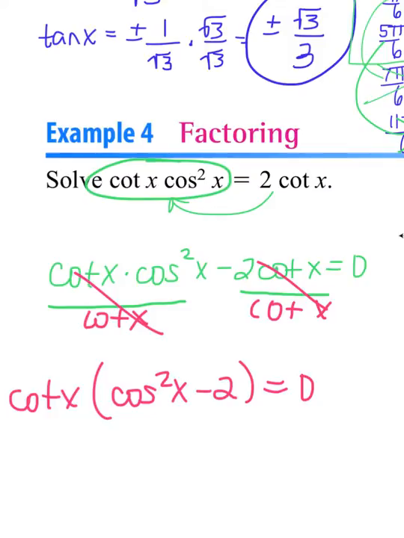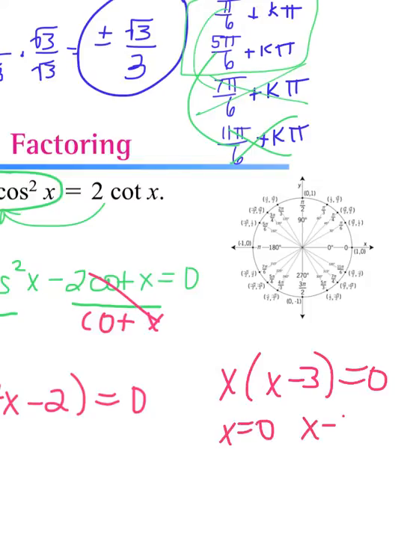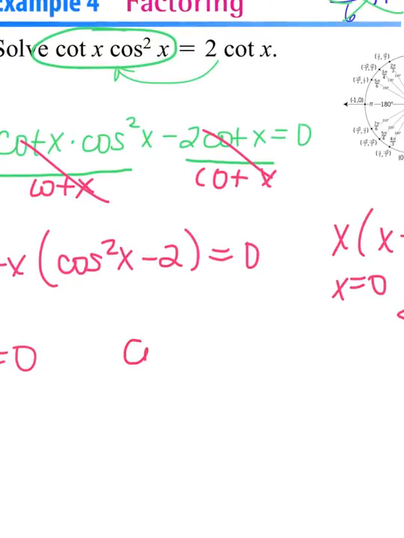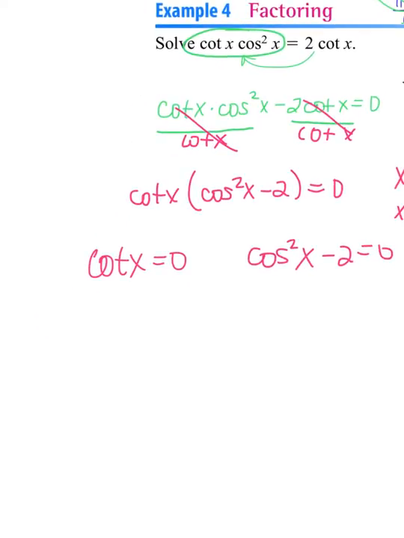Now, we're factoring. We're making it smaller. When I factor a problem and I get x times x minus 3 equals 0, how do I solve this? I say x equals 0, x minus 3 equals 0, and I solve, right? We're going to do the same thing here. I'm going to just write cotangent of x equals 0. And over here I'm going to write cosine squared of x minus 2 equals 0. Just 2 different problems.